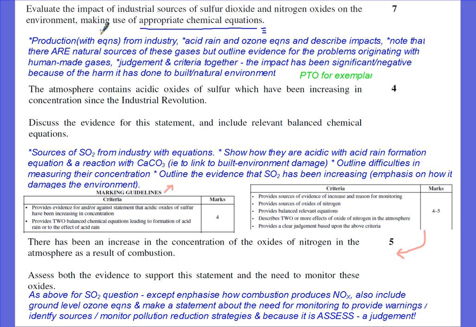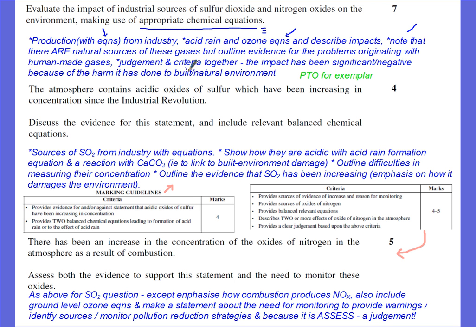First of all, I'd write down the equations of industry production of sulfur dioxides and nitrogen oxides. I'd then write the equations for acid rain and ozone formation and describe the negative impacts of acid rain and lower or tropospheric ozone. I would note that there are natural sources of these gases. This is my evaluation with the points for and against. There are natural sources, but then again there's evidence to suggest that the problems are anthropogenic.